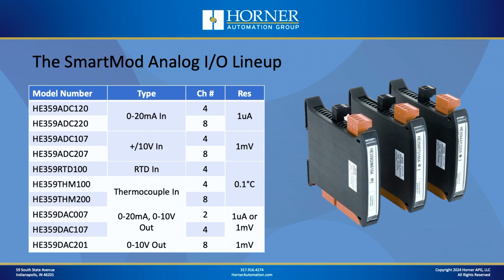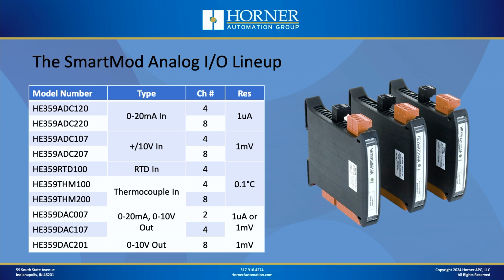Okay, let's take a quick look at the lineup of SmartMod I/O options. Now, we're highlighting analog today because that's really the best way of utilizing SmartMod. There are a couple of digital I/O options, but generally we're going to highlight analog today. All right, so as you can see, there are quite a few different options from 4 to 20 milliamps, specifically, I guess, 0 to 20 milliamps, voltage inputs, plus or minus 10 volts, and then RTD and thermocouple temperature sensors. And you can see those are available in 4-channel and 8-channel type options.